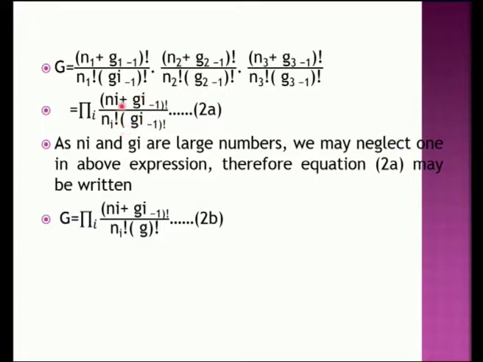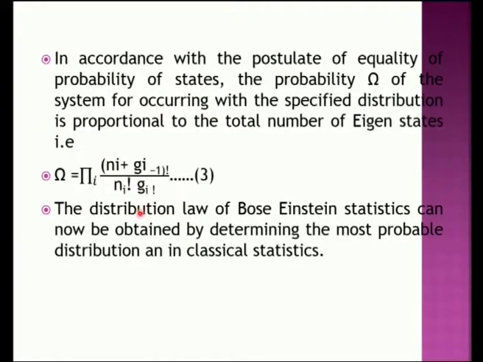Here this Ni and Gi are large numbers, so we may neglect 1 in the above expression. Therefore, this equation may be written as the product over i of (Ni plus Gi) factorial over Ni factorial into Gi factorial. So, this equation can be written like this.